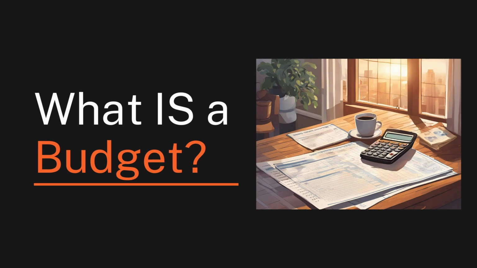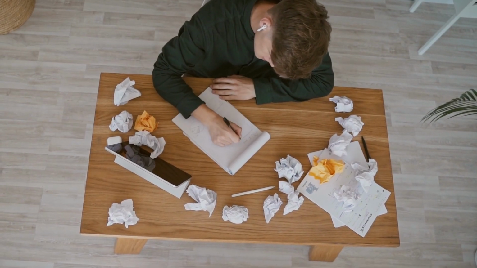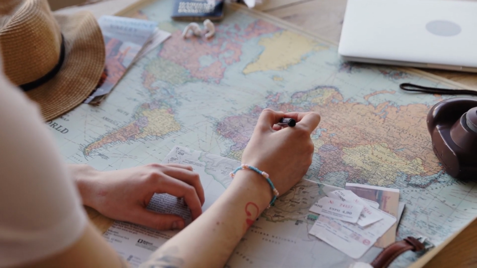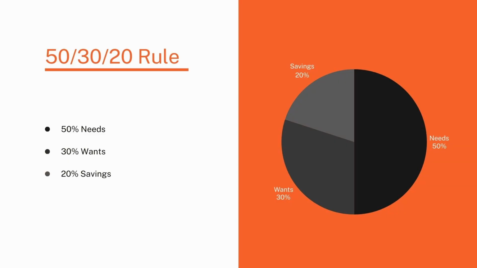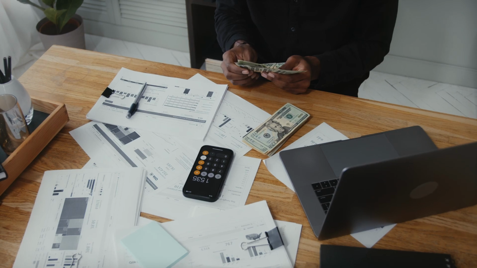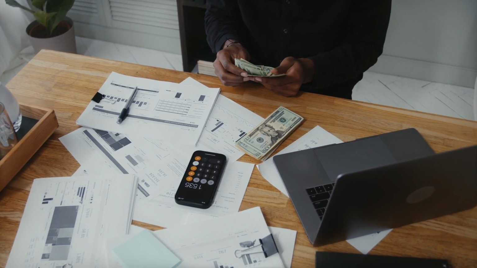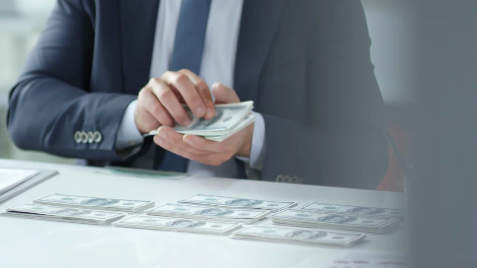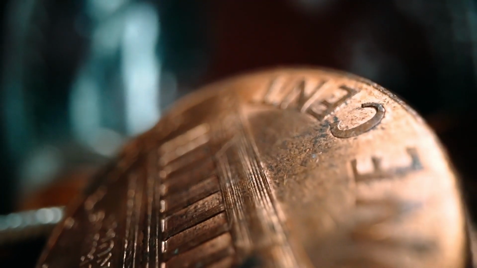Alright, let's start from the very basics. What exactly is a budget? A budget is simply a plan for your money. Think of it like a roadmap for how you're going to allocate your income across your various needs, your wants, and your savings and investment goals. Using a budget will help you break down your income, categorize your expenses, and see where your money is going. Whether you have a lot of money right now or just a little, a budget is key to give you full clarity and control on how you spend your money.